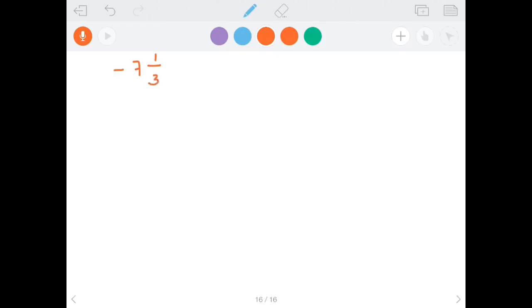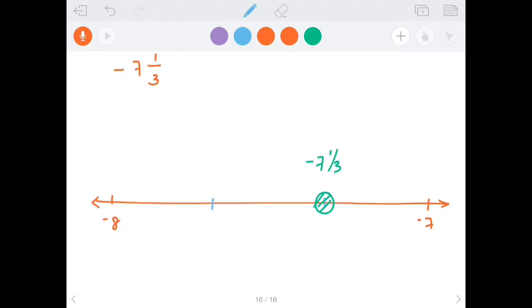Let's try -7 1 by 3. The process is similar. If you just know, the value will now lie between -7 and -8. So when I draw a number line like this, I'll have to put -7 on the right and -8 on the left, and I'm going to divide this into 3 equal parts. There you go. And then I'm going to choose the first part, and that becomes -7 1 by 3.